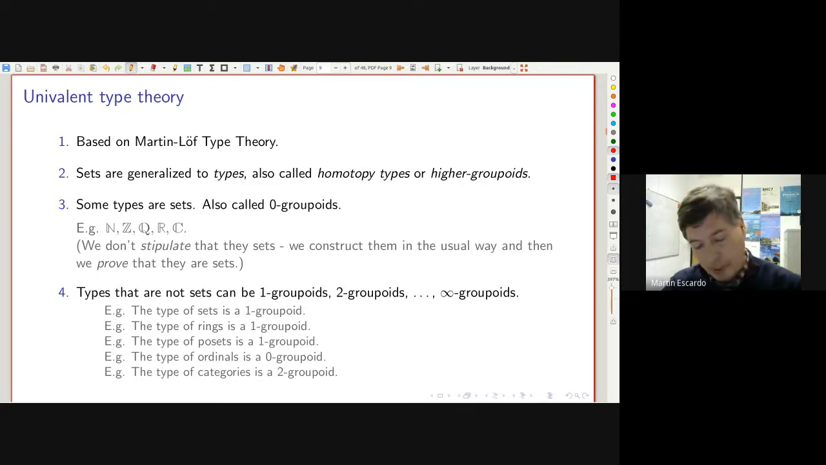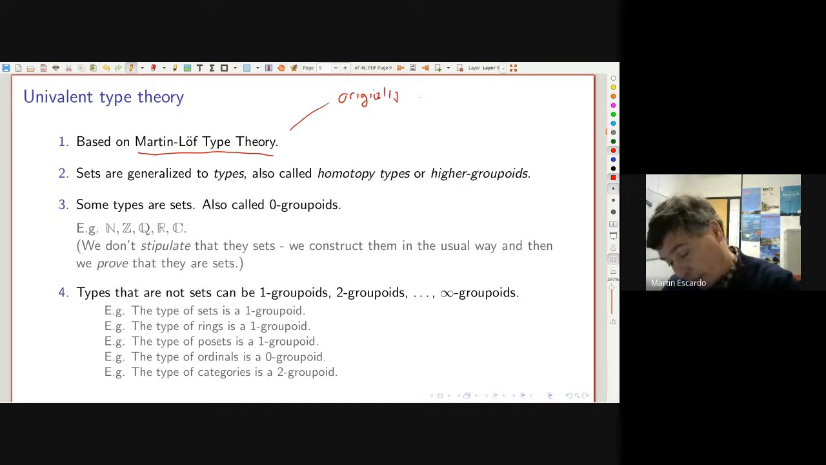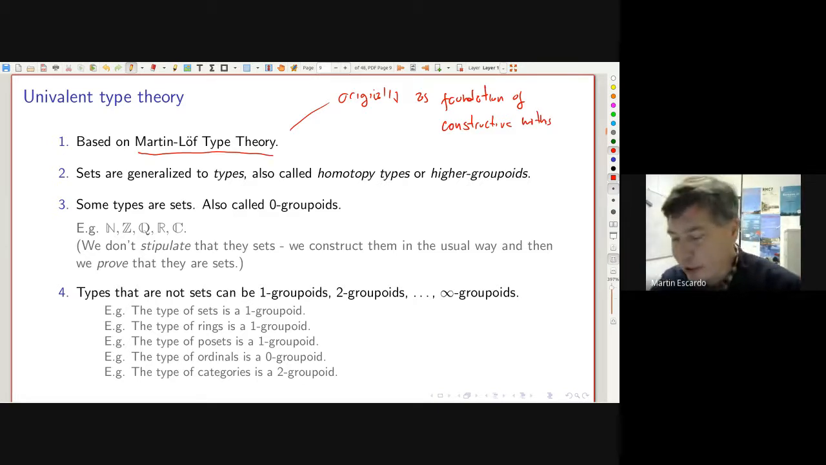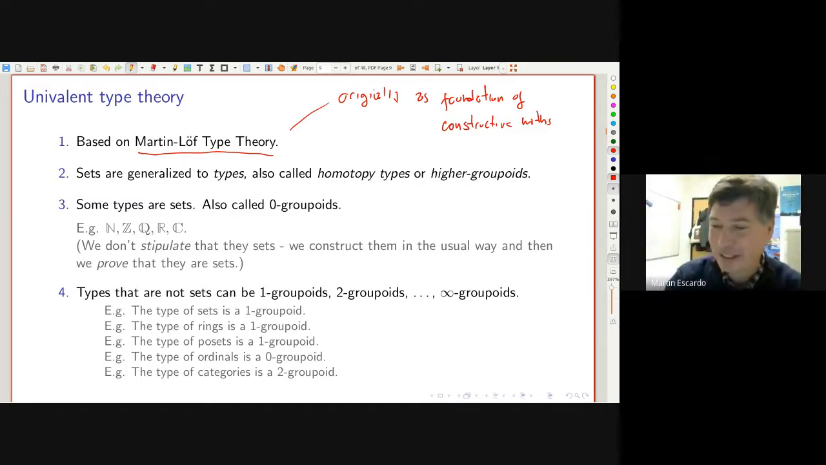As you probably know, Martin-Löf type theory was invented originally as a foundation of constructive mathematics. And so it's a little bit strange that a classical mathematician such as Voevodsky started from something like this to do his mathematics. But actually, it was exactly what he needed, yeah?